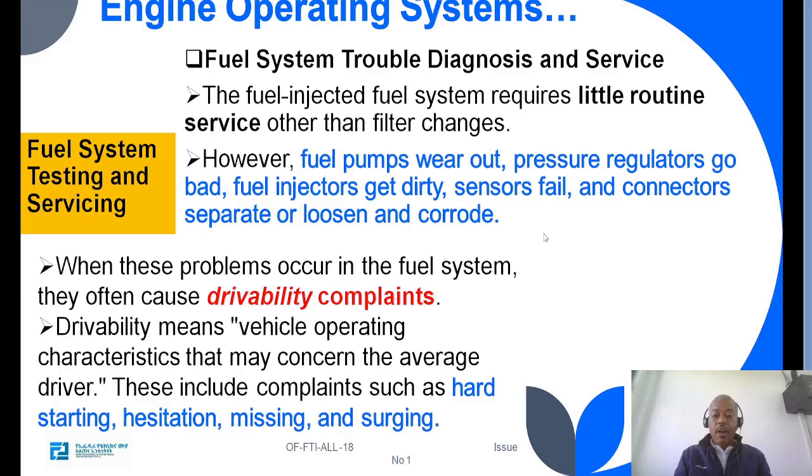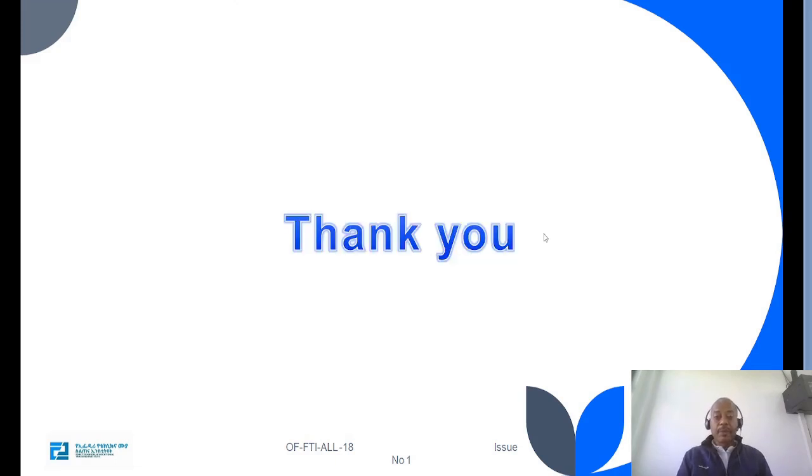Drivability means vehicle operating characteristics that may concern the average driver. This includes complaints such as hard starting, hesitation, missing, and surging.